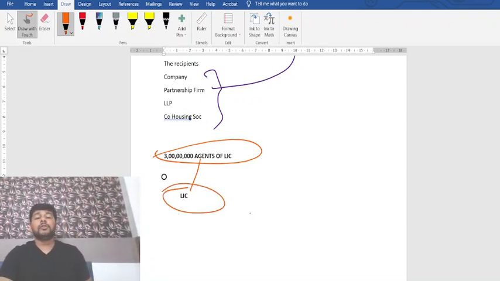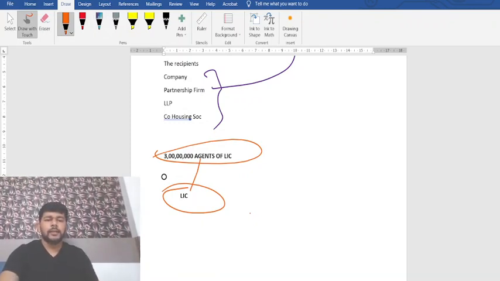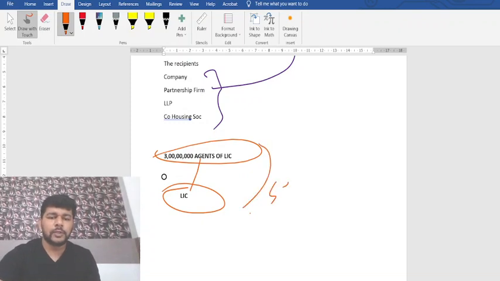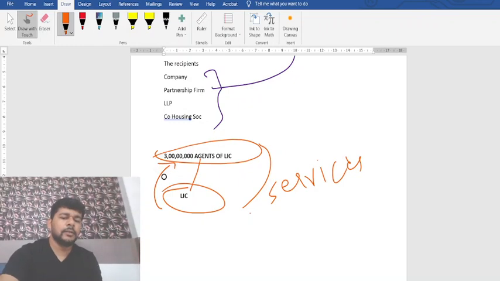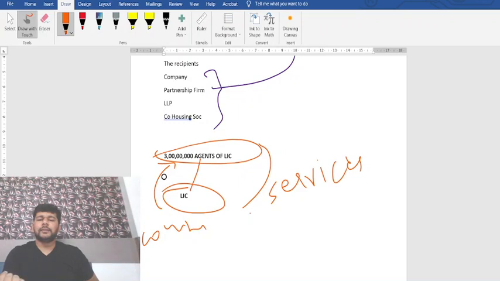Now, 3 crore agents क्या काम करते हैं LIC के लिए? They'll get business for LIC. So, actually speaking, what happens is that these agents provide services to LIC, and in return LIC pays them the commission. Correct? So the services are provided by the agent to the LIC of bringing in business, and LIC pays them commission. So technically, these agents are the service providers for LIC.